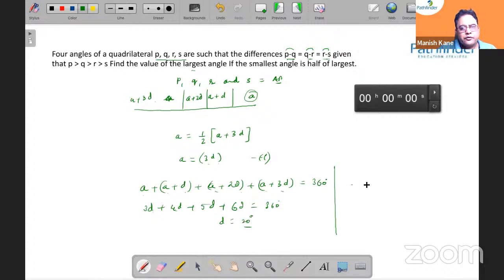And we know that A is equal to 3 times D. So A is equal to 3 times 20. That is 60 degrees. But this is the smallest angle. I have to find the largest angle, which is A plus 3D. So 60 plus 3 into 20, that is 120 degrees. This is your answer. I hope you were able to understand this.